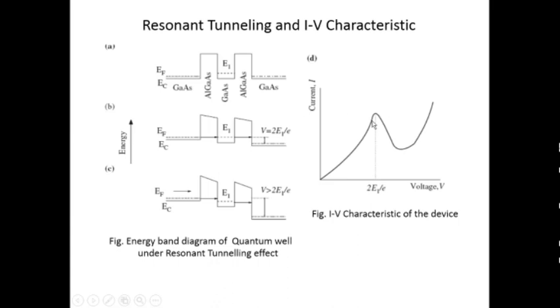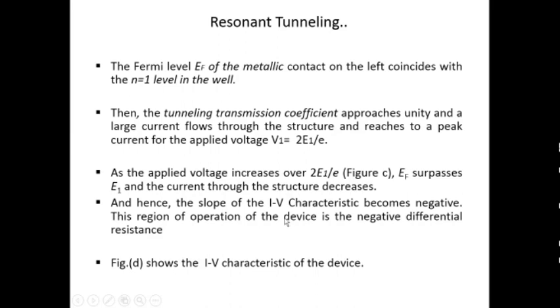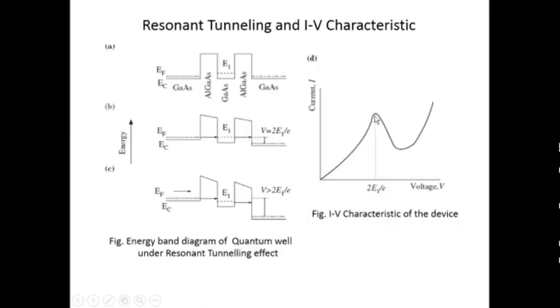And if the voltage is further increased, what happens? If the voltage is increased beyond 2E1 by E, then the Fermi level energy EF surpasses E1 and the current through the structure decreases. That is shown by the IV characteristic here. After this voltage V equal to 2E1 by E, if we increase the voltage further, the current decreases, showing the IV characteristic with a negative differential resistance region, or a negative slope.